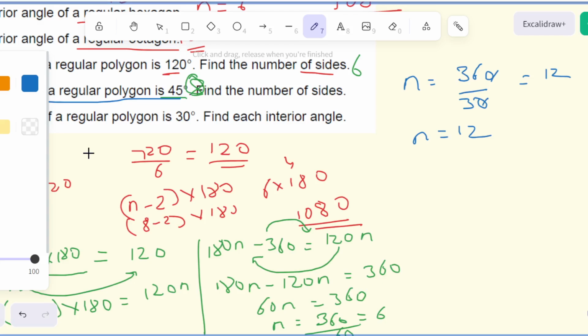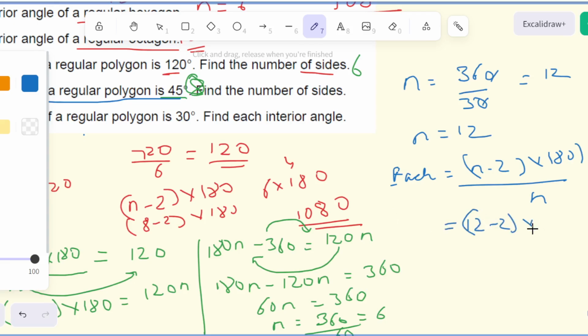Because the sum of all the exterior angles of any polygon is 360, isn't it, Pranshi? And they are saying that each exterior angle of a regular polygon is 30. We can divide 360 by 30 to know the sides. Now n is 12. Now we can find out each interior angle, which will be equal to n minus 2 times 180 divided by n, right? So n is 12. So 12 minus 2 times 180 divided by 12.